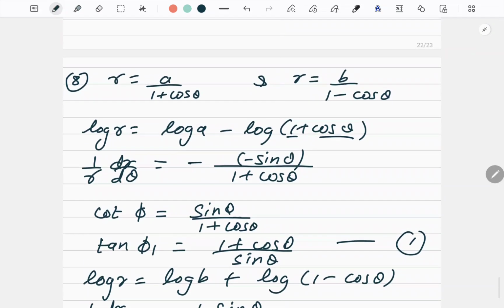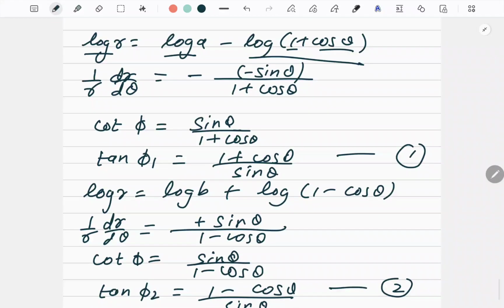Okay. So let's go back here. So log r is equal to log a minus log of this. Okay. This became 0. Here minus is there, then log 1 upon 1 plus cos theta. Differentiation of cos theta is minus sin theta. So this became plus. I understood now. Okay. So this is correct.